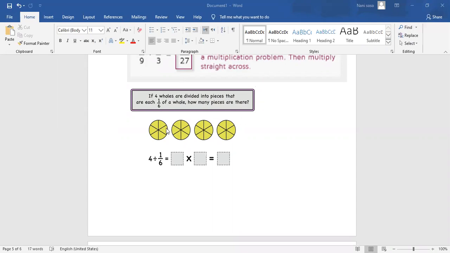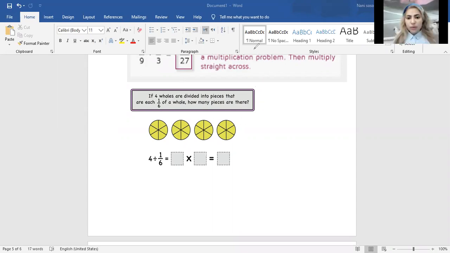So what am I going to keep? I am going to keep the 4. I will change division to multiplication. I will flip the 1 out of 6 to 6 out of 1, which is equal to 6. 4 multiply 6 equals 24. So if you have these 4 circles, and you cut each into 6 parts, you will get 24 parts.